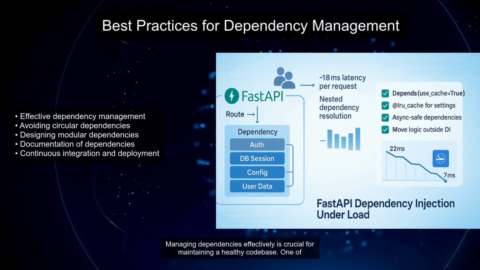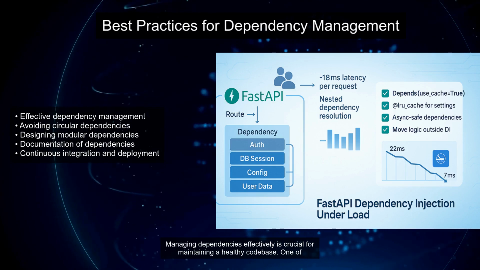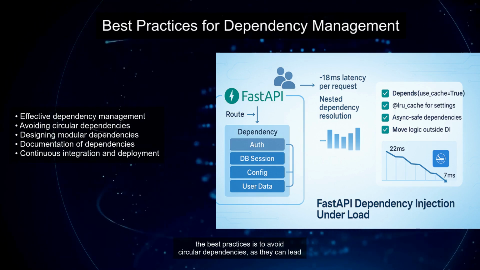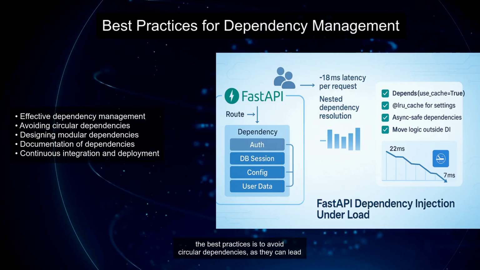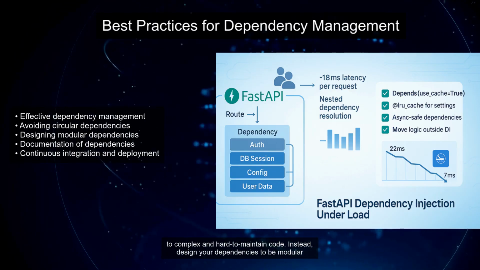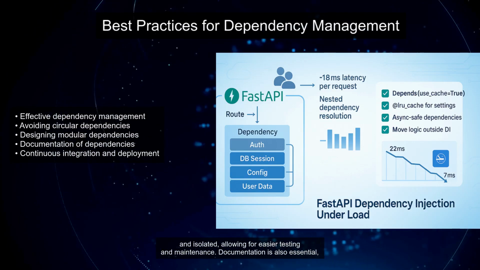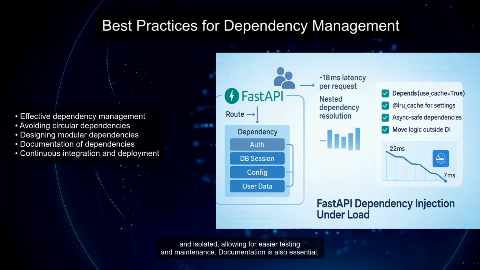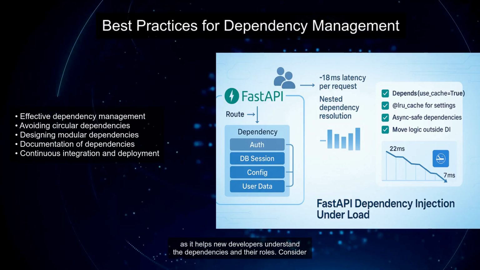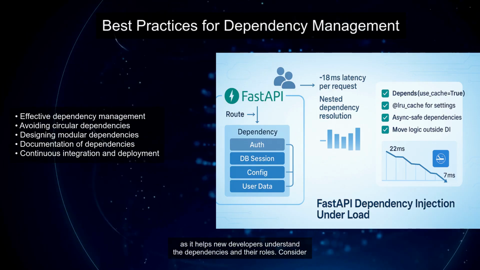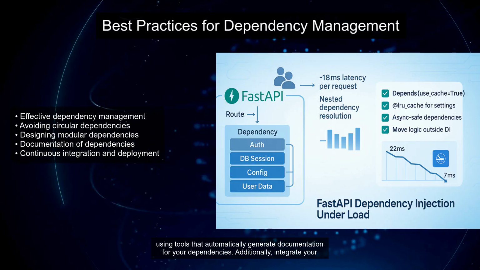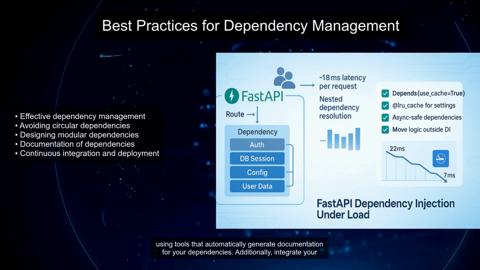Managing dependencies effectively is crucial for maintaining a healthy codebase. One of the best practices is to avoid circular dependencies, as they can lead to complex and hard-to-maintain code. Instead, design your dependencies to be modular and isolated, allowing for easier testing and maintenance. Documentation is also essential, as it helps new developers understand the dependencies and their roles. Consider using tools that automatically generate documentation for your dependencies.